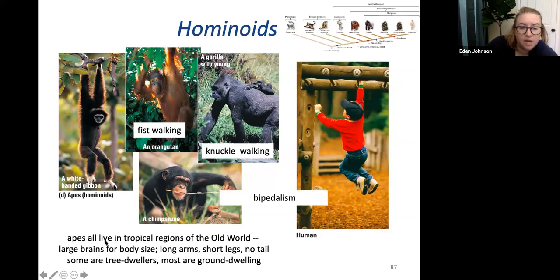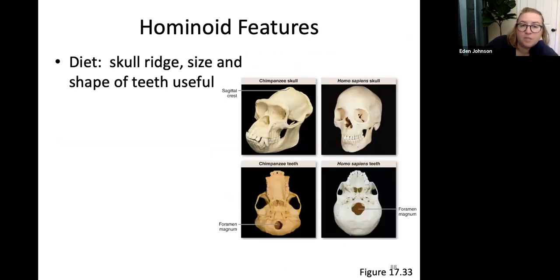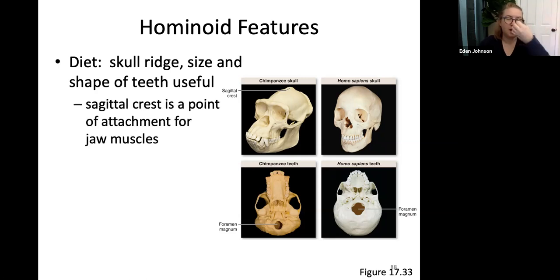Okay, so the apes all live in tropical regions of the Old World, which remember was Asia and Africa. Large brains for their body size, long arms, as you can see, short legs, no tail. Some are tree dwellers, but most of them are going to be ground dwelling. Your diet, the shape of the skull and the shape of the teeth are going to be useful for detecting different types of hominoids.